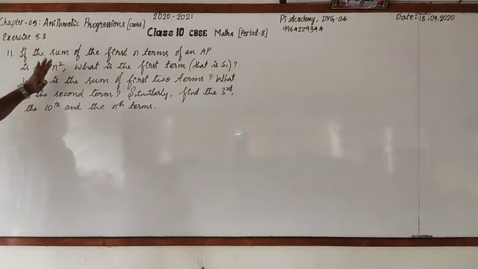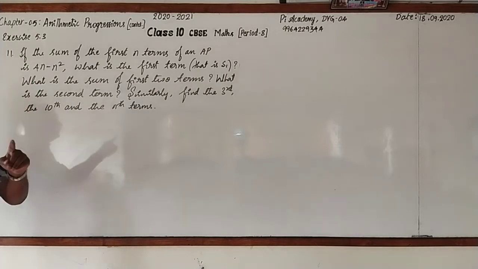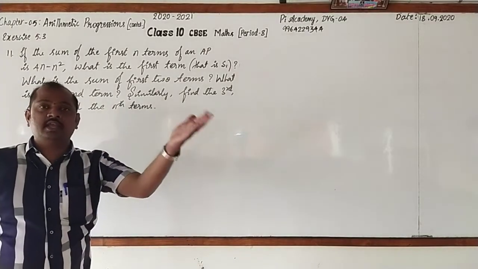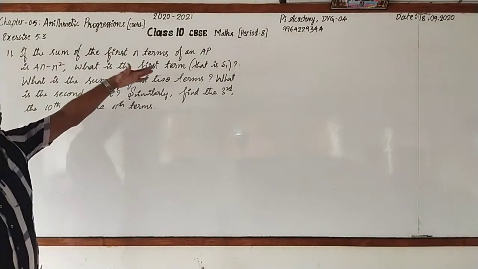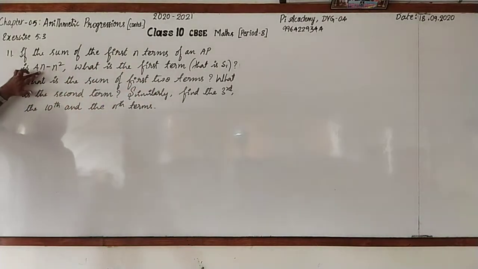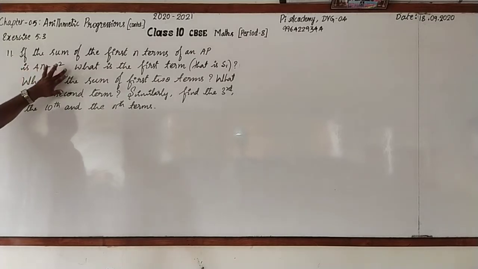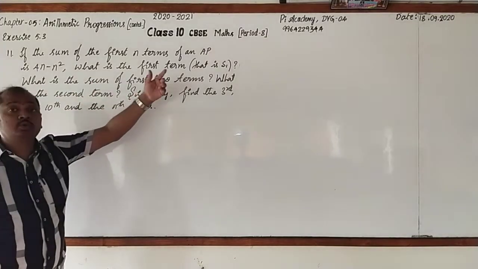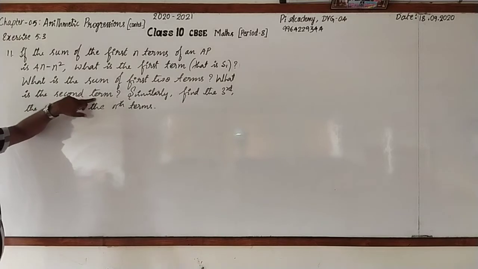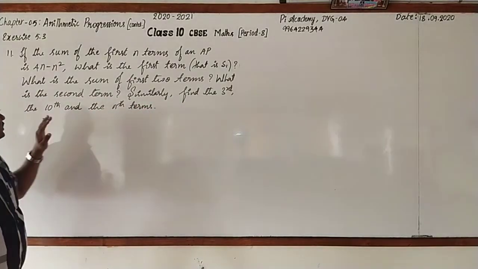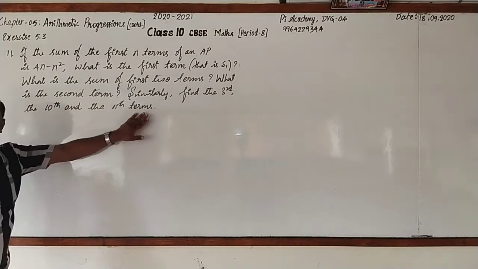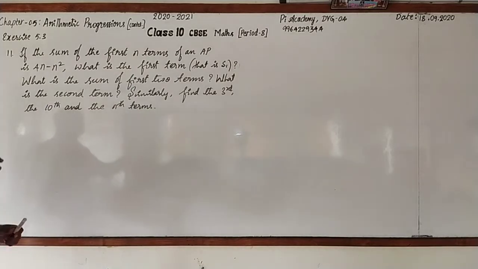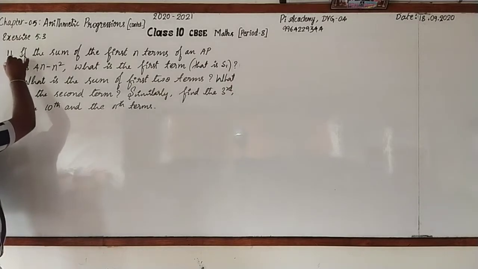If the sum of the first n terms of an AP is 4n minus n square. Just to recall the previous problem, they had given the nth term, that is a_n. But here the sum of first n terms, it is Sn. Sn is 4n minus n square. If so, what is the first term? What is the sum of first two terms? What is the second term? Similarly, find the third, the 10th and nth term. Clear? Yes. So you have to put a 3-star mark for this.